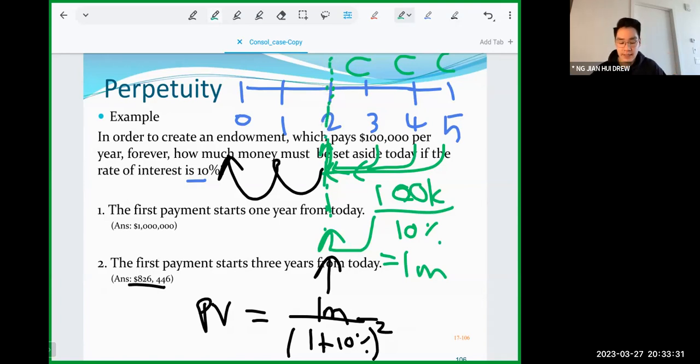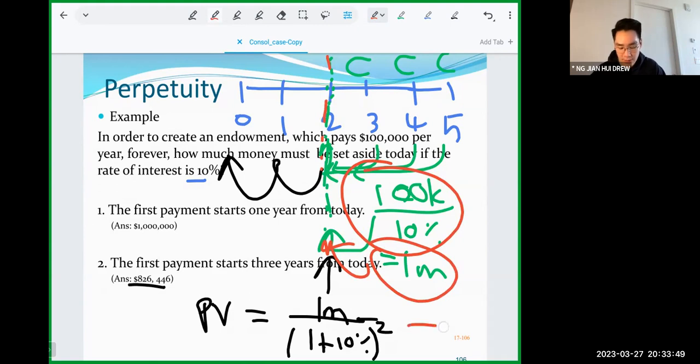From this reference, we can use the perpetuity formula, with a reference from year 2. Then once we have calculated the value of 1 million here, we need to use the PV formula, which is what we saw in Excel, or we can use the manual PV formula, which is what is given here.